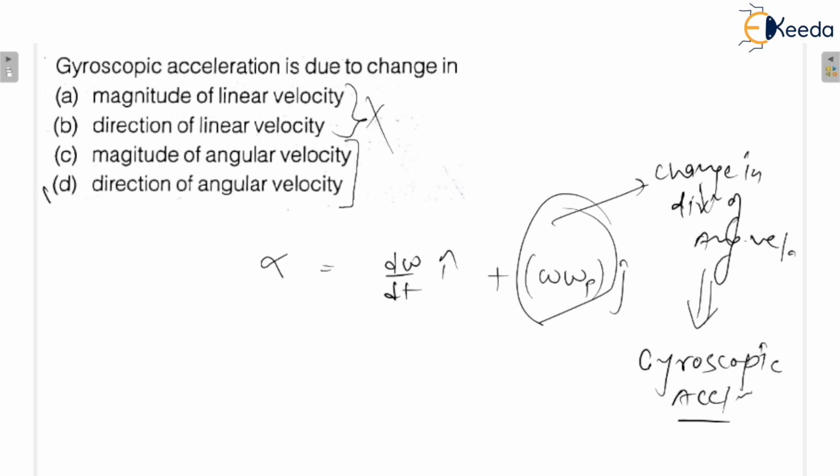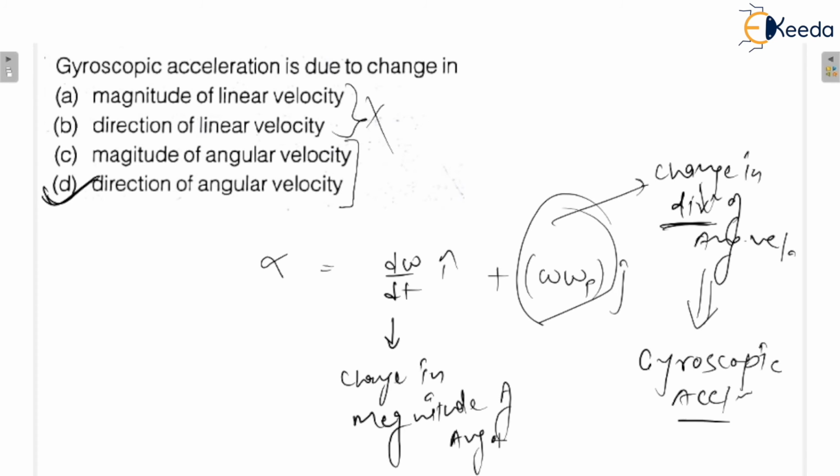Magnitude or direction? Direction of angular velocity. This is responsible for change in direction. This is responsible for change in magnitude of angular velocity. Okay, so option D would be the correct answer.